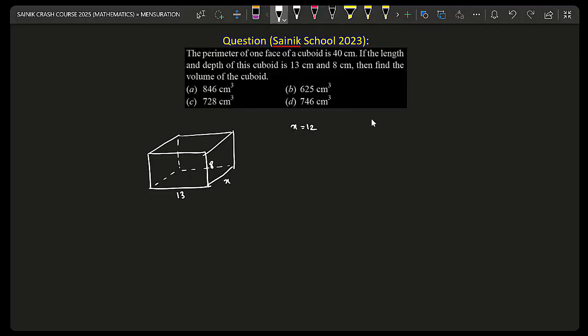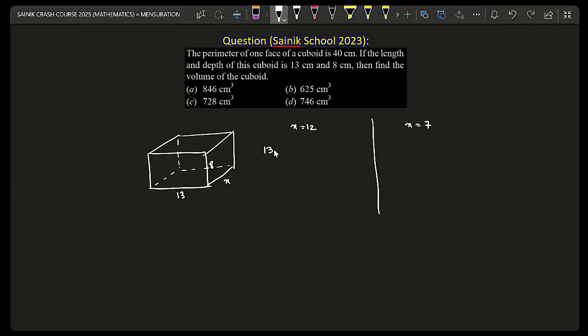Okay, x is 12, possible. This is one case. Let's take another case also. This is also one face of the cuboid only. So for that also the perimeter may be 40. If the perimeter of that face is 40, what will be the value of x? Sir, 7. Yes, it is 7. So we have two cases possible. Now if x is equal to 12, what is the volume we are going to get?